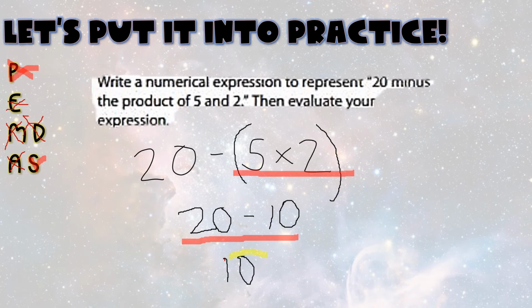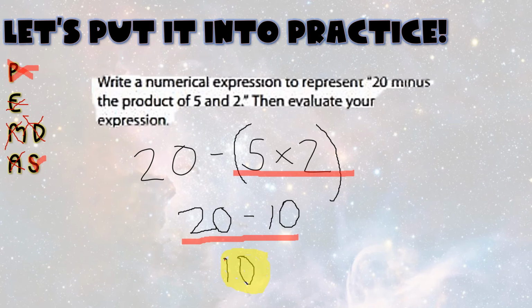So it's a good idea too, if you're working face-to-face, to circle or highlight your answer. That helps your teacher really see what you're choosing as your answer. Okay, so that's how you would write 20 minus the product of 5 and 2.